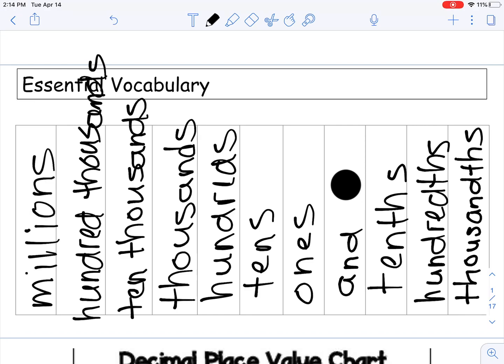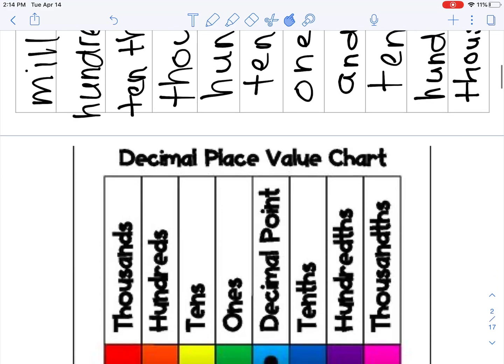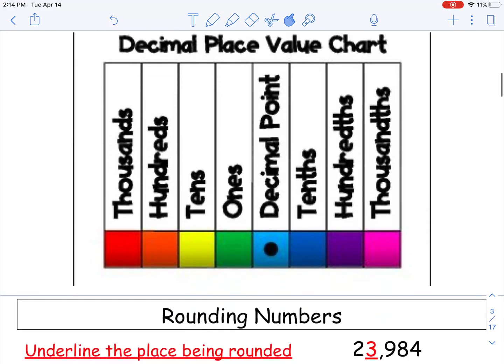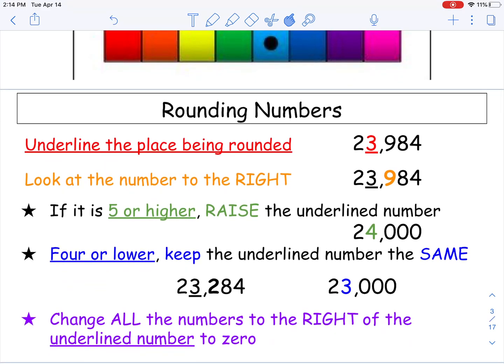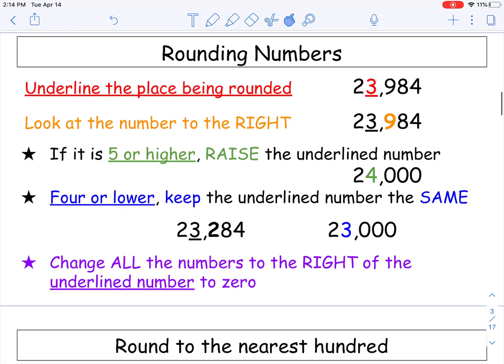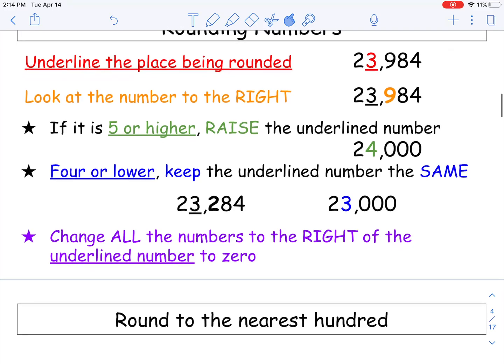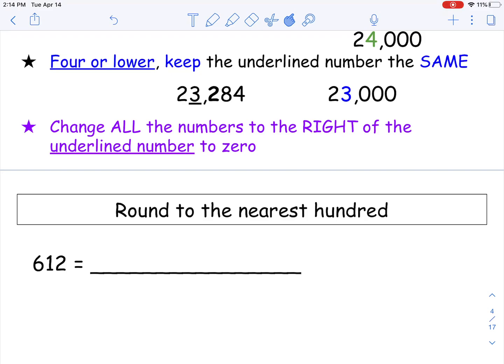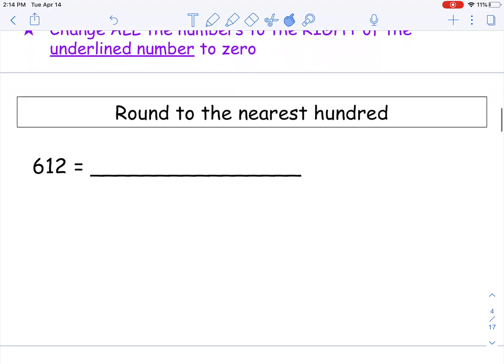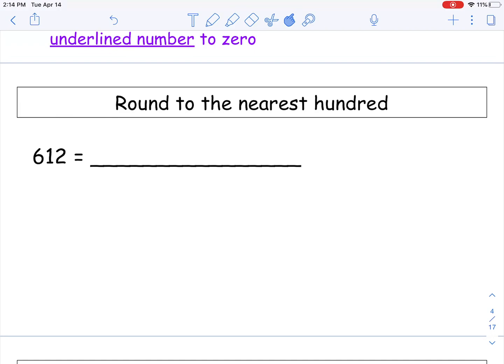All right. Got a couple anchor charts in here for you. If you need to reference them, feel free. Here's our review about rounding. Remember, underline the place. Look one to the right, 5 or higher, raise that underlined number 1. 4 or lower, keep it the same. And then all the numbers to the right of that underlined number go to a 0. Now, please make sure, I know many of you can do this in your head. I need to see your thinking because I'm not in the classroom with you, so please show your work.